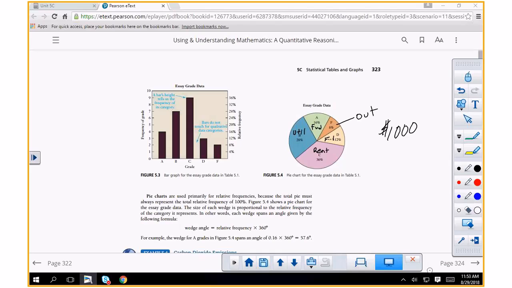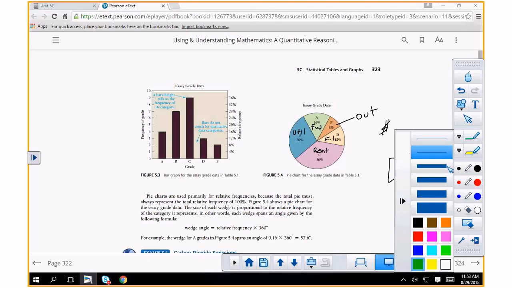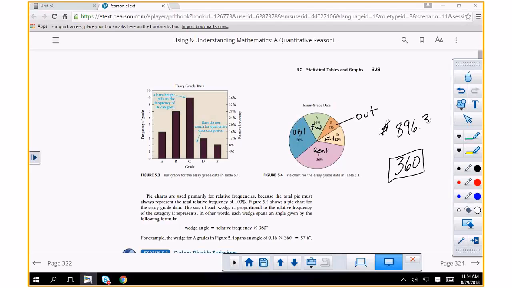Then I want you to calculate how much you spend on rent. So tell me how much. $360 a month. That's how I want you to be able to read it. Now you could get your calculators out. Let's change 1,000 to something more realistic, like $896.32. What would you do? You would take $896.32 and multiply it by point what? Yes, .3636. And what would that come out to be? $322.68.